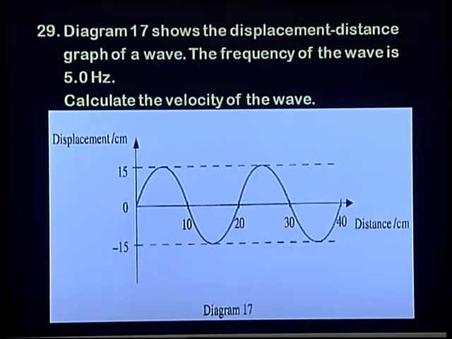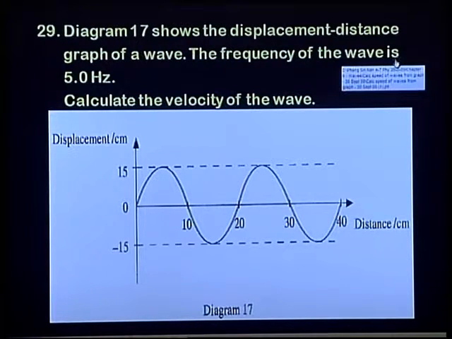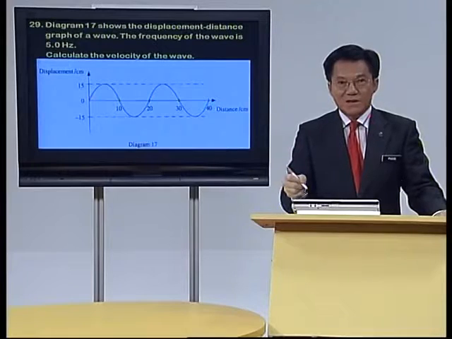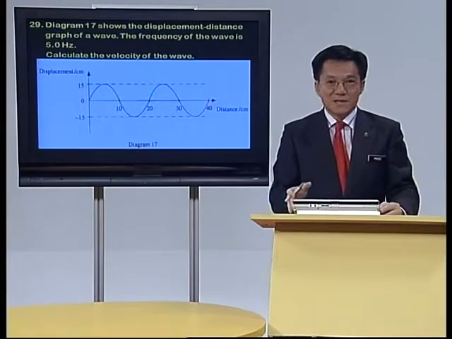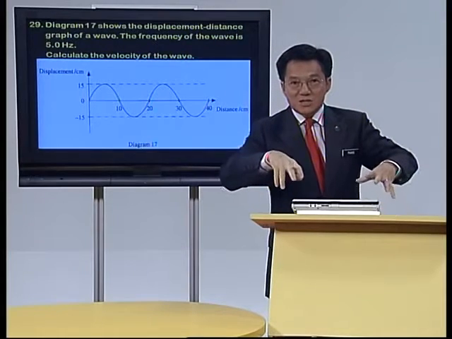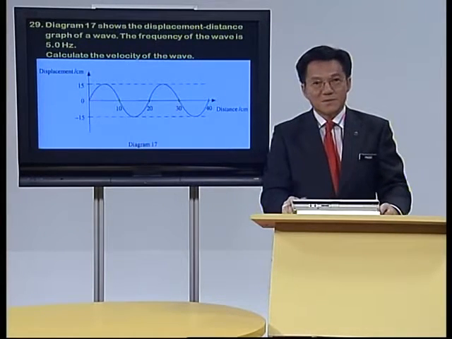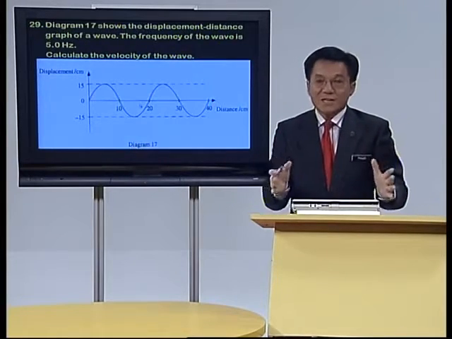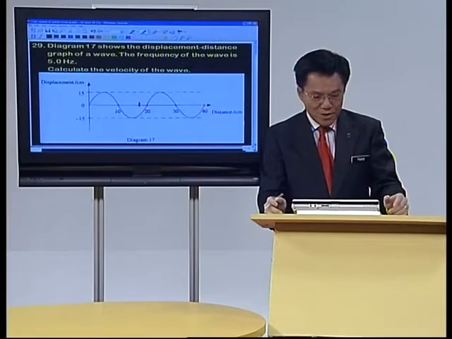Diagram 17 shows the displacement distance graph of a wave. Displacement versus distance. And the frequency of the wave is 5 Hz. Question is, calculate the velocity of the wave. Now this question looks very simple. Indeed, it is simple. But if you miss out the main concepts in this topic, you could be in trouble. Alright, so what is it? Let us do some writing to understand it. Okay, I will guide you along.